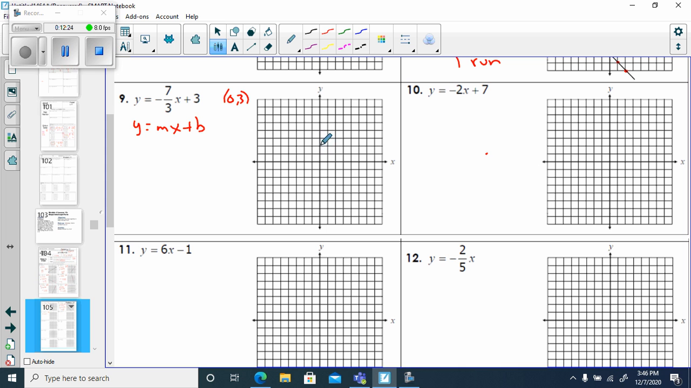So from here, I go up 3 on the y-axis. Then the slope tells me where to go. The slope is negative 7/3. That's my rise over run. So from here, I'm going down 7 and over 3. Down 1, 2, 3, 4, 5, 6, 7, and over 1, 2, 3. Okay? Now, guys, we can draw our line through here.